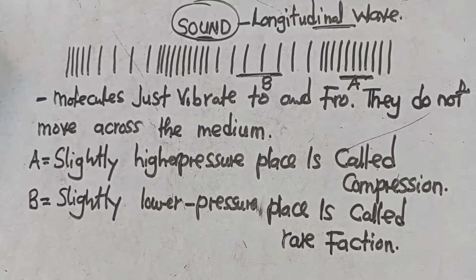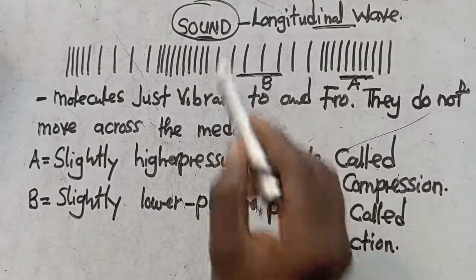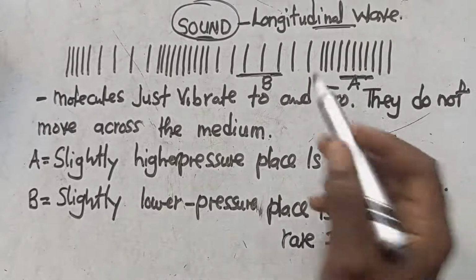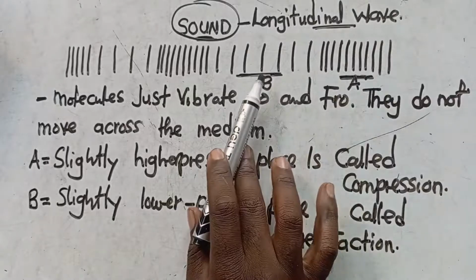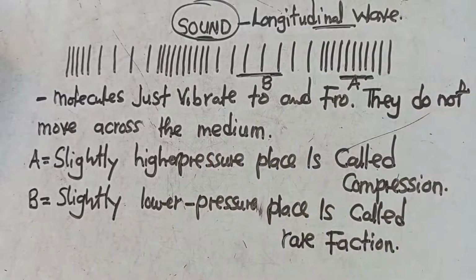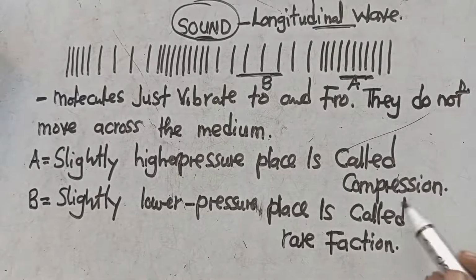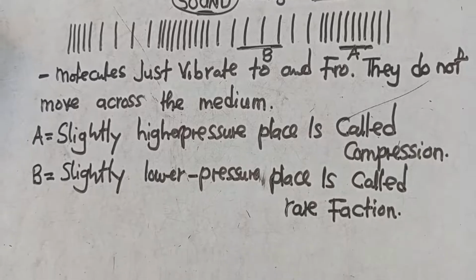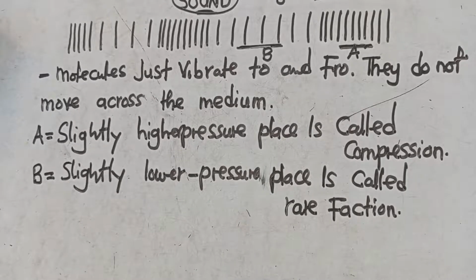So I want you to understand this. This part B, where we've got slightly lower pressure, is called rarefaction. Where the particles are compressed, we call it compression. This is something that you have to understand.